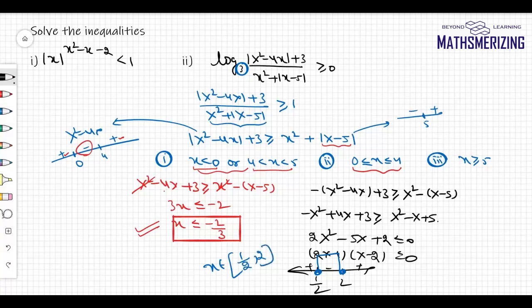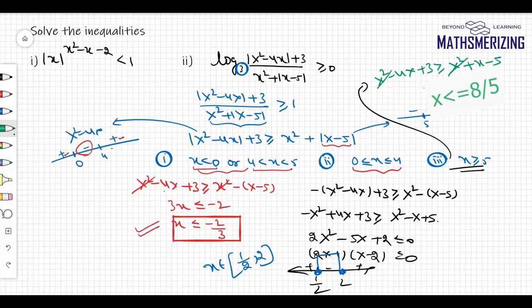Now, when x is greater than 5, in that case, both the expressions are positive. So I can write it as x square minus 4x plus 3, and this is greater than x square plus x minus 5. So I'll cancel this one. If I solve it, I'll get x is less than or equal to 8 by 5. Now this solution doesn't lie in this interval, so I'll discard it. So the answer to this question will be either x is less than or equal to minus 2 by 3, or x lies between 1 by 2 and 2.